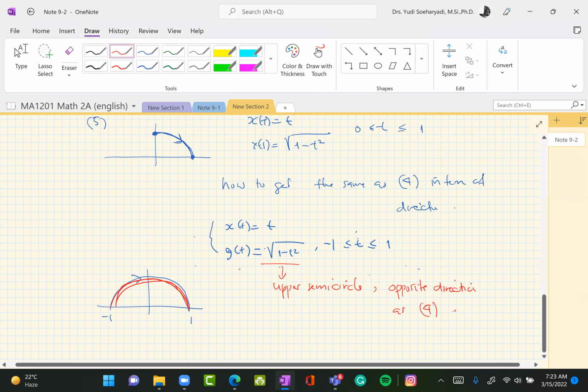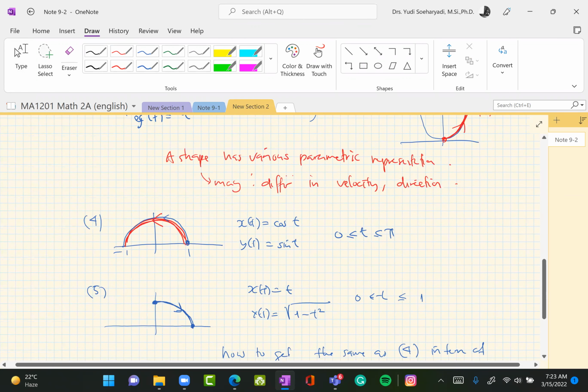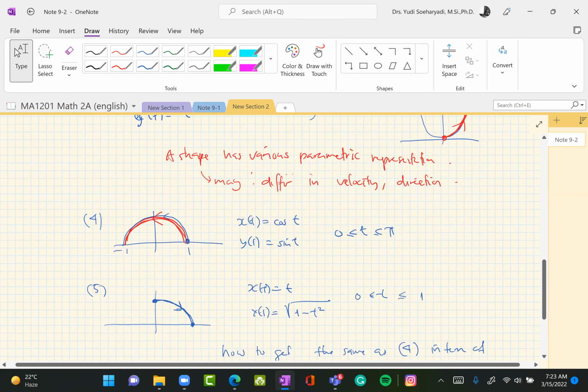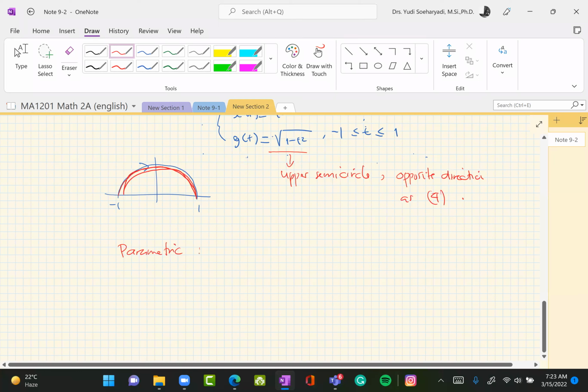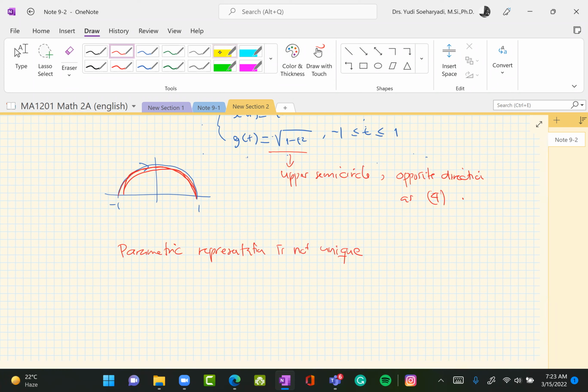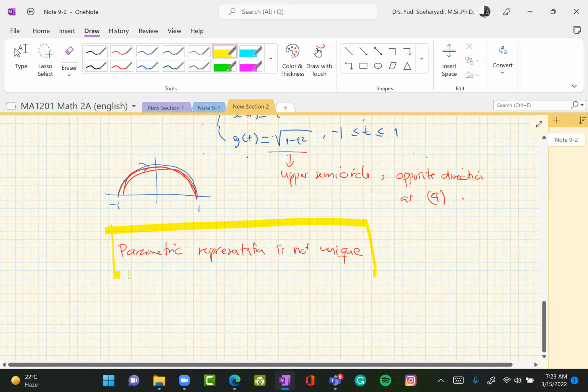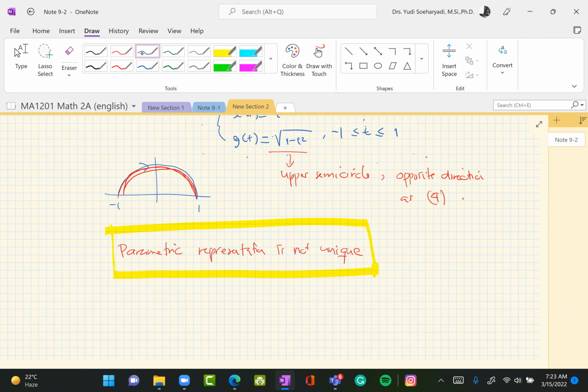Number 4. Okay. So the idea is that you can always, well, if we have a parametric representations, it is not unique. So the idea here is the, okay.